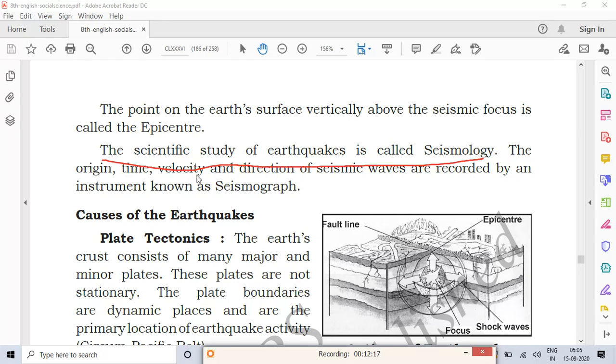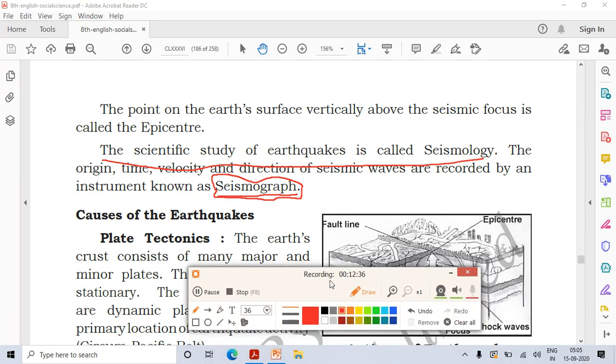The origin, time, velocity and direction of seismic waves are recorded by an instrument called seismograph. Now, seismograph, like for measuring the temperature, we need a thermometer. For measuring the seismic waves and their origin, time, velocity, etc., seismograph is the instrument which is used to do that. Now we'll read about the causes of the earthquakes. What are the causes of the earthquakes?